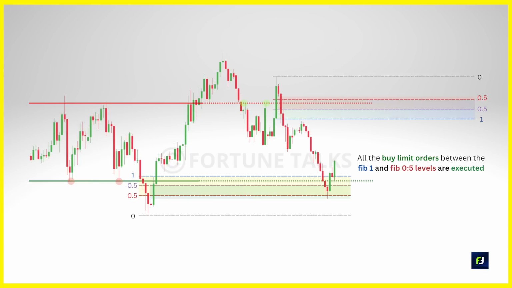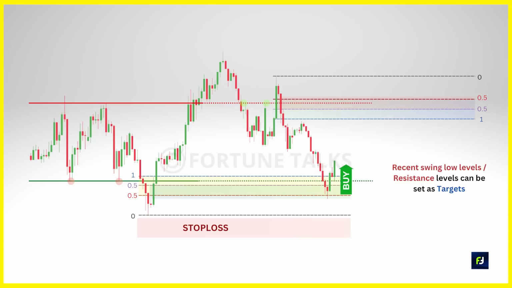So the price returned to our bullish trade setup. All the buy limit orders between Fib 1 and Fib 0.5 levels are executed. You can set your stop loss below the low of the IFC range. For target placement, you can choose this recent swing low level as your first take profit level. You can also choose the resistance level for target, but the probability of price reaching this level is low.